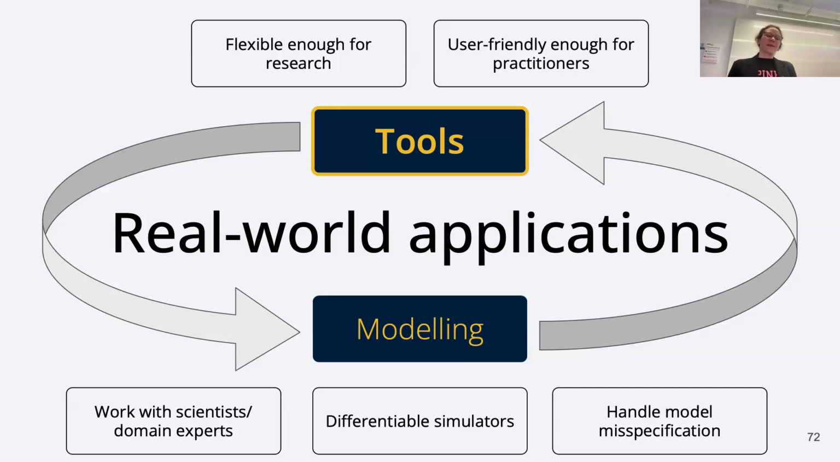A crucial aspect of this, at least for experimental design, is working more closely with scientists and domain experts to define what models make sense and to actually run these things in real-life scenarios and real experiments. And with that, I think that is everything from me.